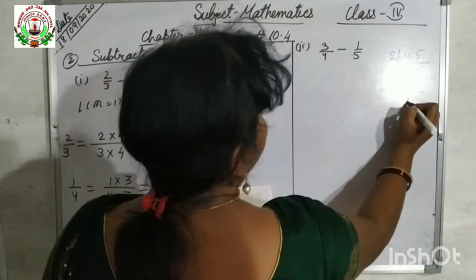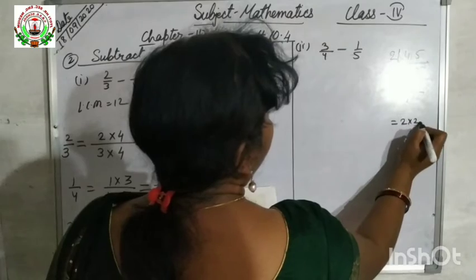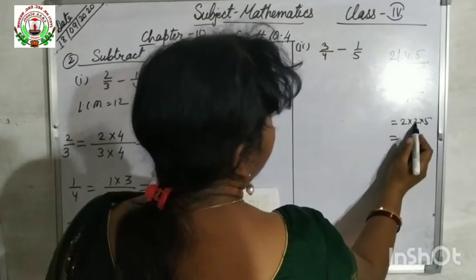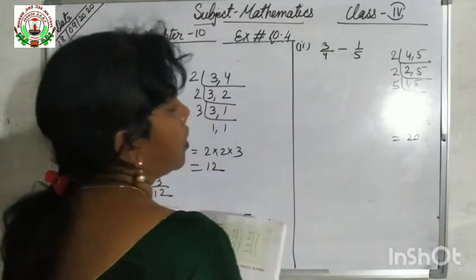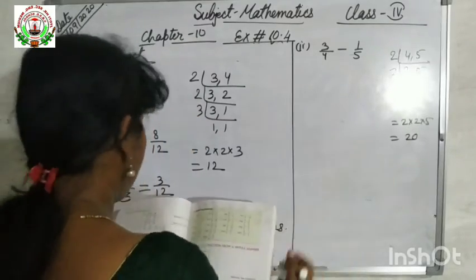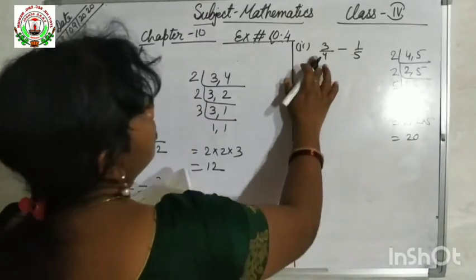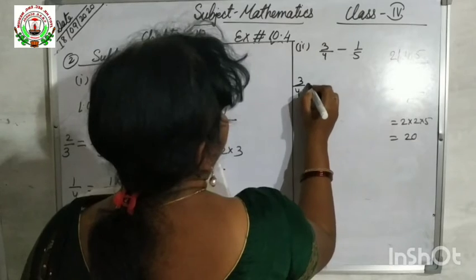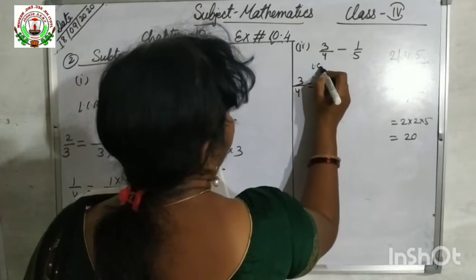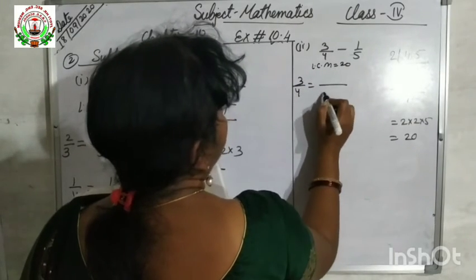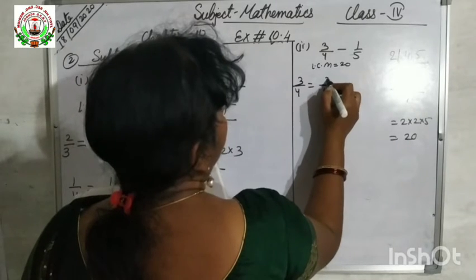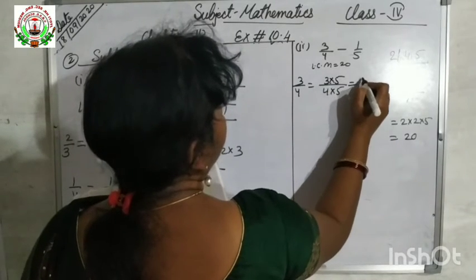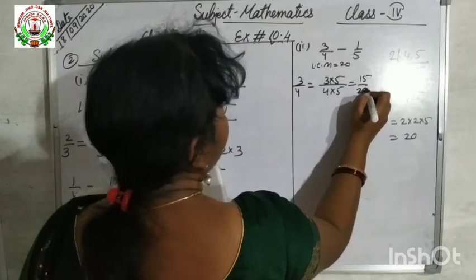Then 5 1 ja 5, 2 into 2 into 5, 2 2 ja 4, 4 5 ja 20. So what is the LCM? LCM we get 20. Now we will make this fraction, denominator will be 20 because our LCM is 20. So 4 into 5 and 3 into 5. 3 5 ja 15, 4 5 ja 20.